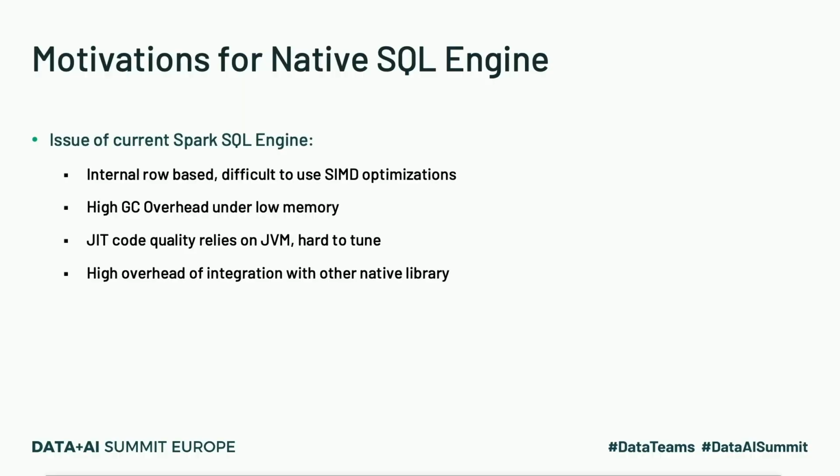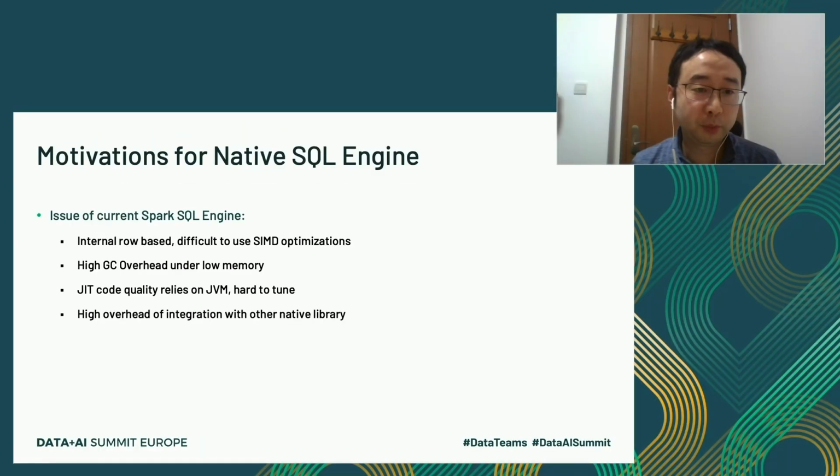So Spark SQL works great in today's world. But we still saw there are several disadvantages for Spark SQL. First one is it's using an internal row-based format. It's very difficult to optimize with SIMD optimizations like AVX2 or AVX 512. The second one is since Spark works on JVM, the GC overhead is very, very difficult to handle. You have to tune very carefully on this if you are working under low memory.